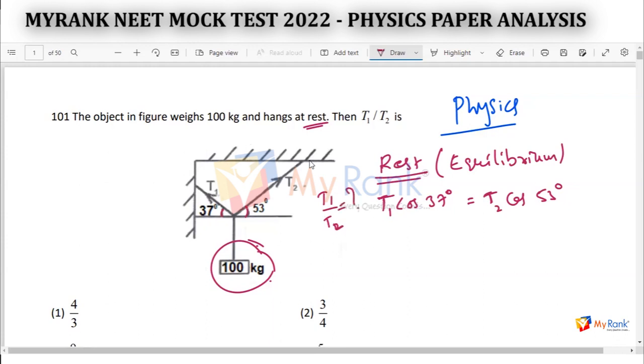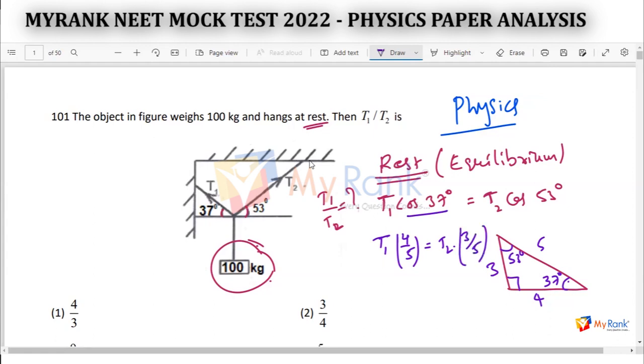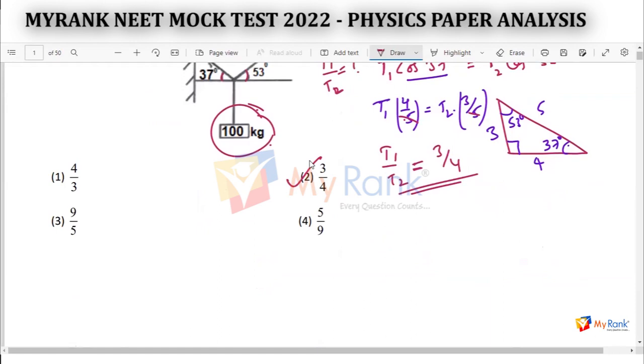So T1 cos 37. What's the value of 37? You have to remember cos 37 as 3 by 5, so opposite by hypotenuse, obviously this becomes 4. So now cos 37 means adjacent by hypotenuse, adjacent is 4, hypotenuse is 5, so 4 by 5 T1 equals T2 cos 53. If it is 37, obviously this will be 53 degrees, so cos 53 is 3 by 5. The 5 gets cancelled, and T1 by T2 results as 3 by 4. This is the answer. Option 2 is the correct one.